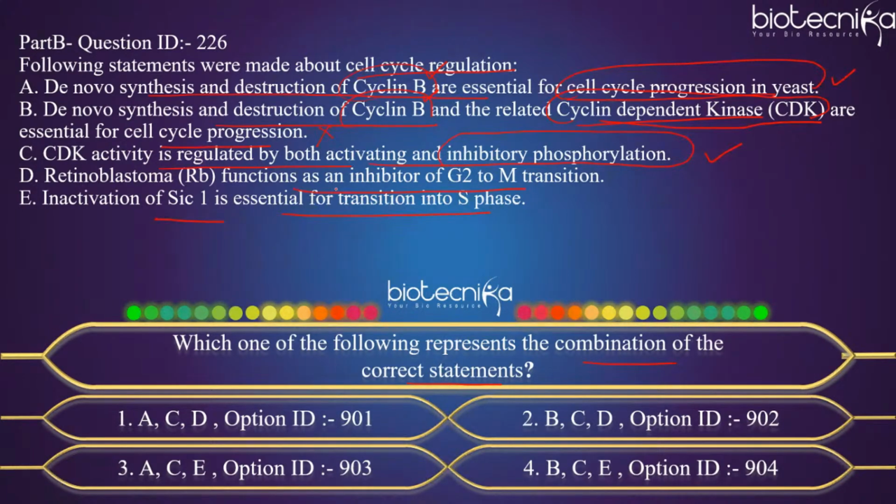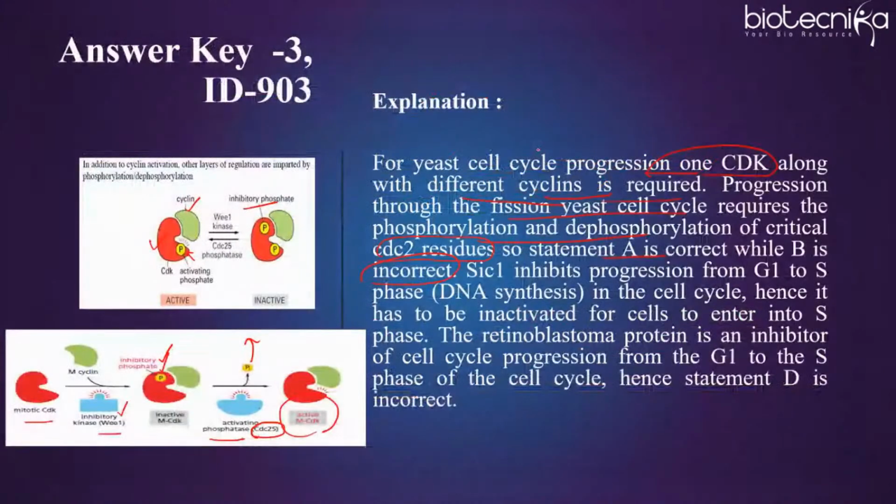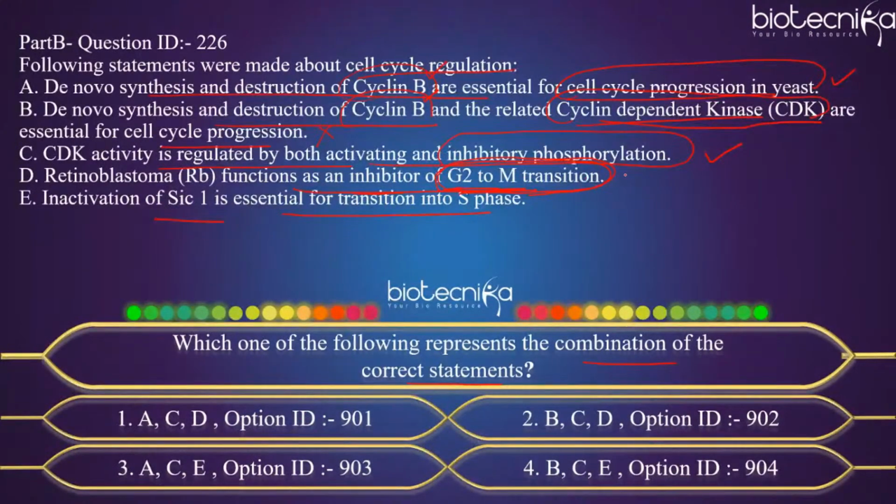Then D, retinoblastoma functions as the inhibitor of G2 to M transition. In this case, we saw RB. It is an inhibitor, right? It will hold the E2F. But what is mentioned here is that retinoblastoma functions as an inhibitor of G2 to M transition. It is an inhibitor, but it is not responsible for the G2 to M transition. It is responsible for the G1 to S phase of the cell cycle, where it stops progression. So option D is incorrect.